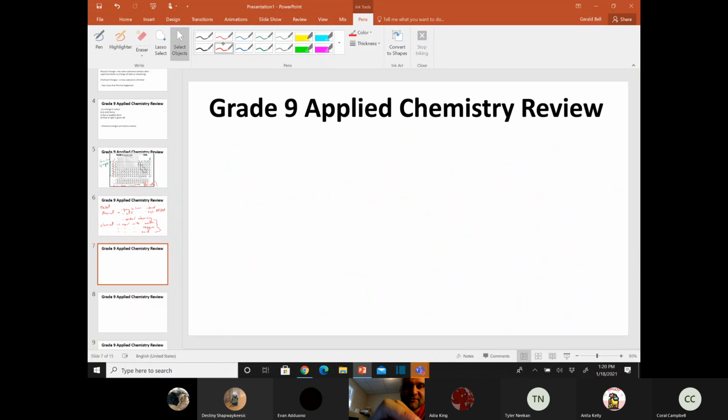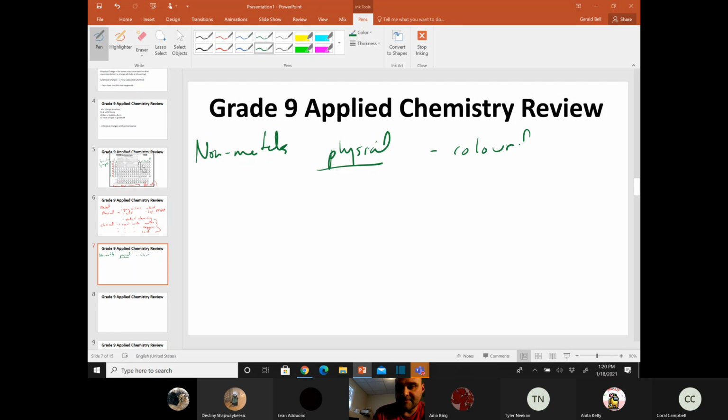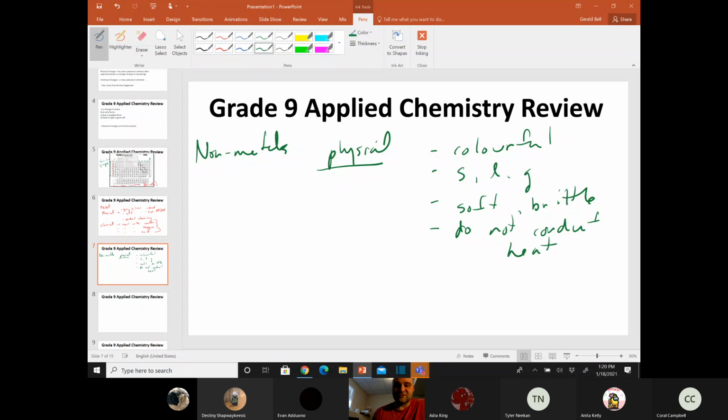When we compared them to non-metals, we found that they were just kind of the exact opposite. So if we talk about some physical properties of non-metals, if metals were gray, then we found these to be colorful. If we found metals were solid, these ones are solid, liquid, or gas. They can be all three. They tend to be soft. They're brittle. They do not conduct. That's why you can grab the handle of a pot. Anyway, those are some of our physical ones.